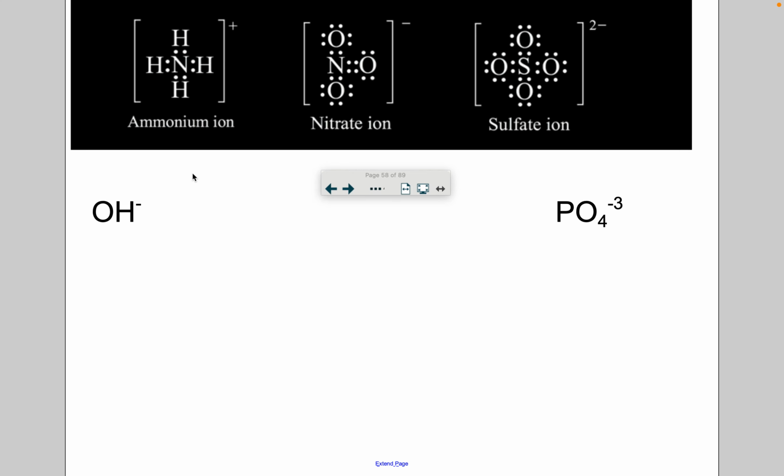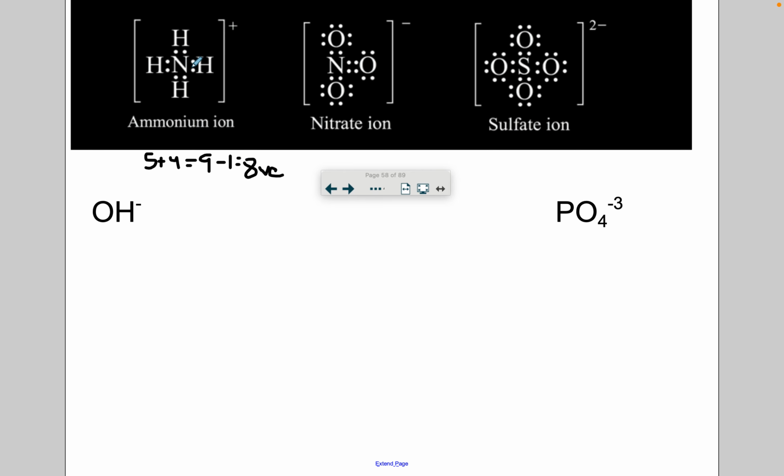Okay, my ammonium ion. Nitrogen has 5 valence electrons, and then I have 4 hydrogens at 1 apiece for 4, and as a result I have 9 valence electrons. But because it has a +1 charge, that means it has lost an electron. So 9 minus 1 is 8. So then you're actually dealing with 8 valence electrons.